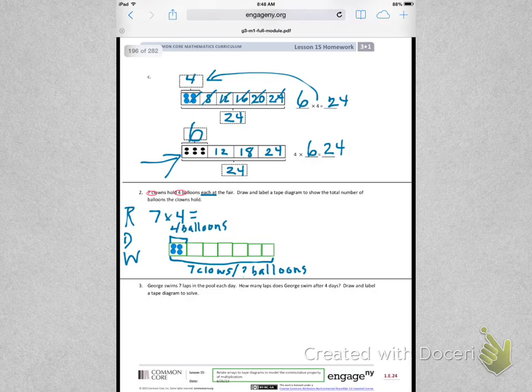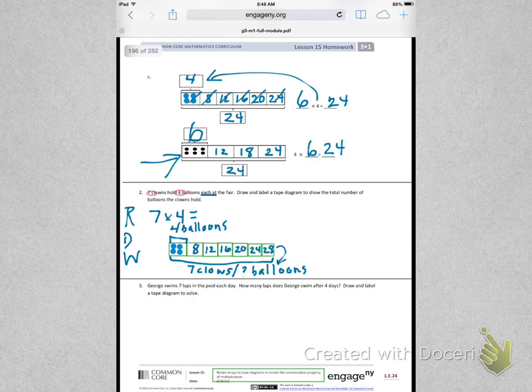4, 8, 12, 16, 20, 24, and 28. That gives us our total number of balloons.